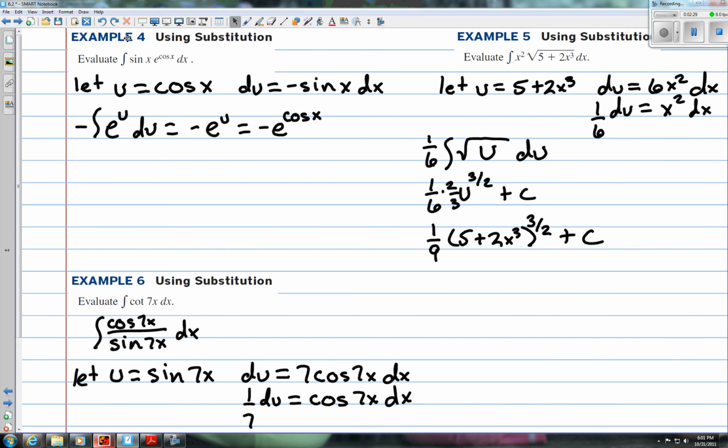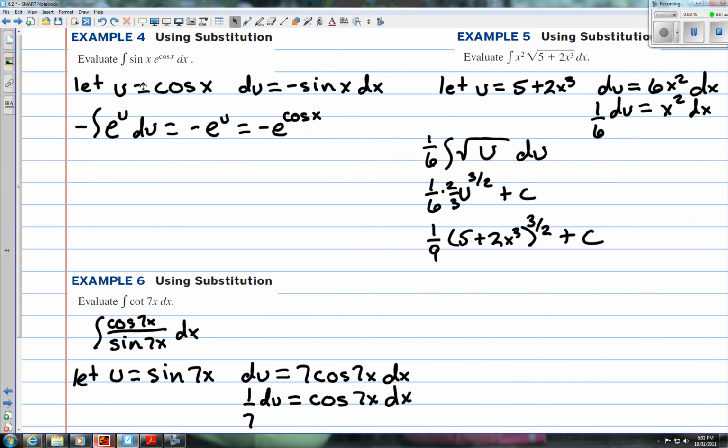In example 4, we finally get to integration using substitution. Here's our first example: the integral of sine of x e to the cosine x dx. Well, it's not really apparent what the antiderivative of this will be.